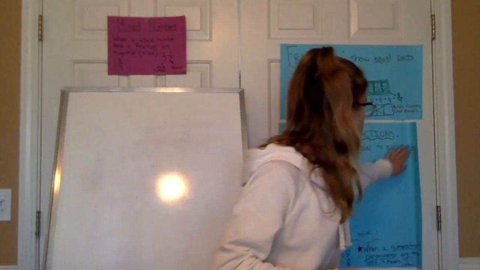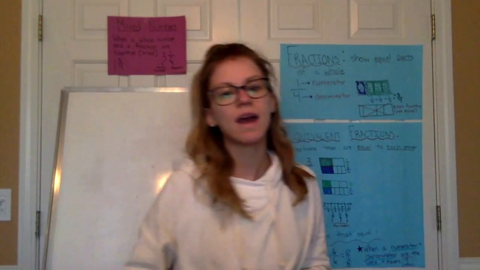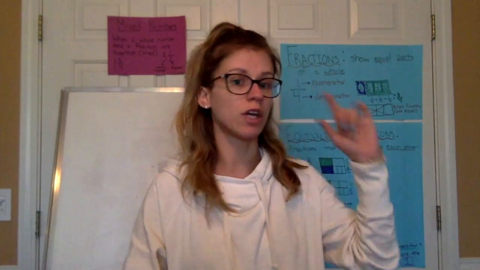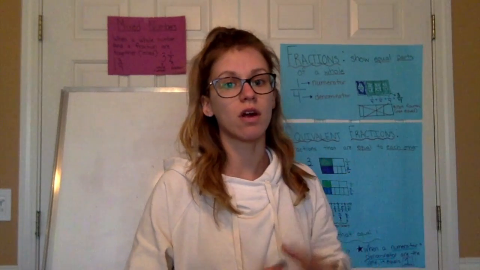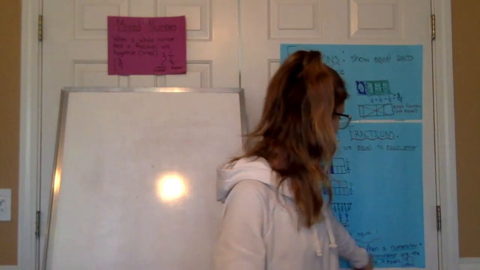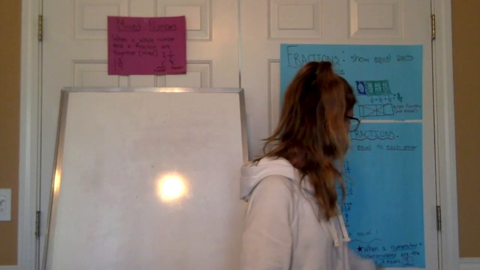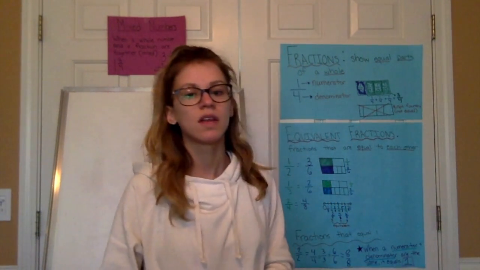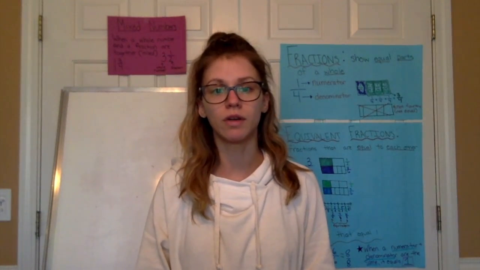So during day 7, I asked us to make a rule for what it means when a numerator and denominator are the same. And so our rule is when a numerator and denominator are the same, it equals 1. Just like 8 over 8, 6 over 6, that equals a whole, or 1.